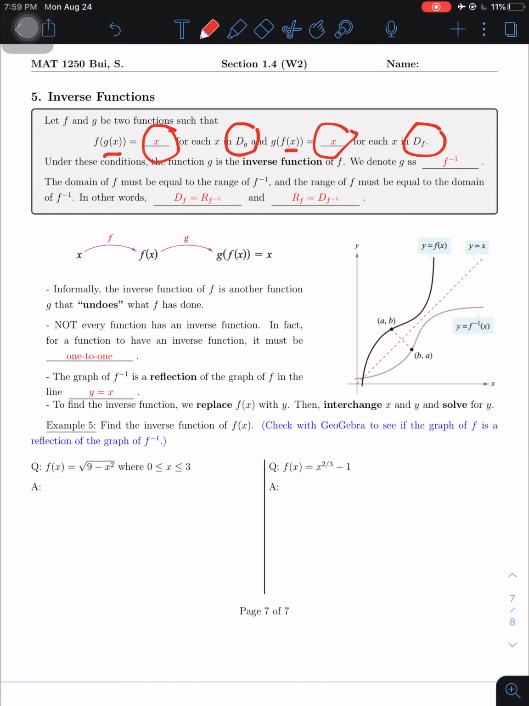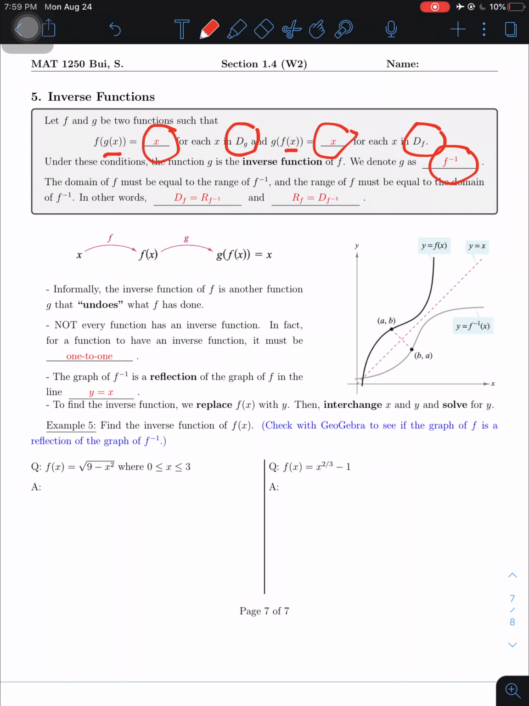Under these conditions, the function g is the inverse function of f. We denote g as f inverse. This is not the reciprocal at all, so make sure you don't confuse it with the reciprocal. It's just the symbol for f inverse. So don't call it f negative 1, just call it f inverse.